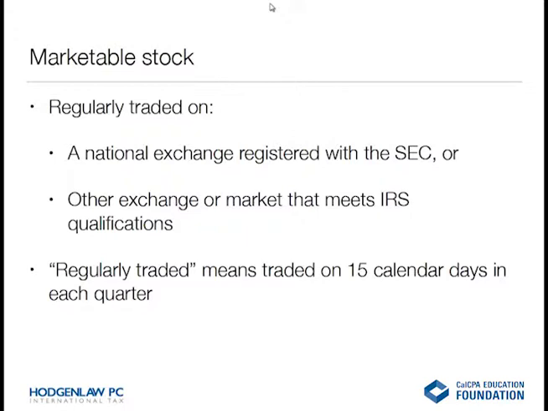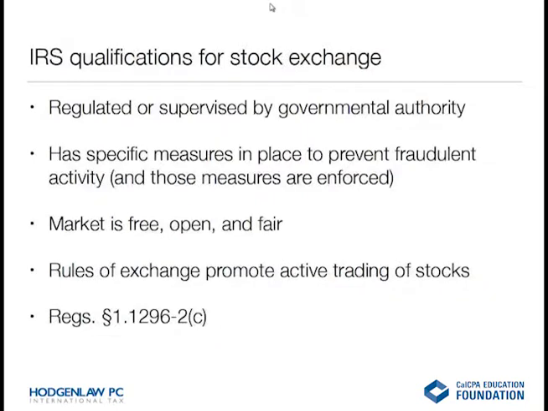It means stock that's regularly traded on a national exchange registered with the SEC or any other exchange or market that meets IRS qualifications. Regularly traded is also defined in the regulations, and it means if it's traded on 15 calendar days in each quarter. The IRS has also, of course, provided qualifications for what types of stock exchanges this can be traded on to be able to make the mark-to-market election.